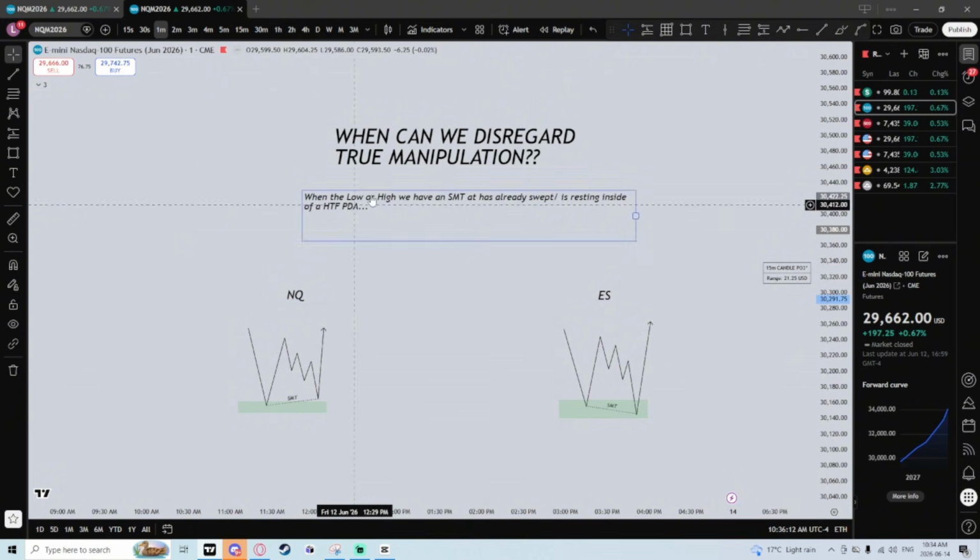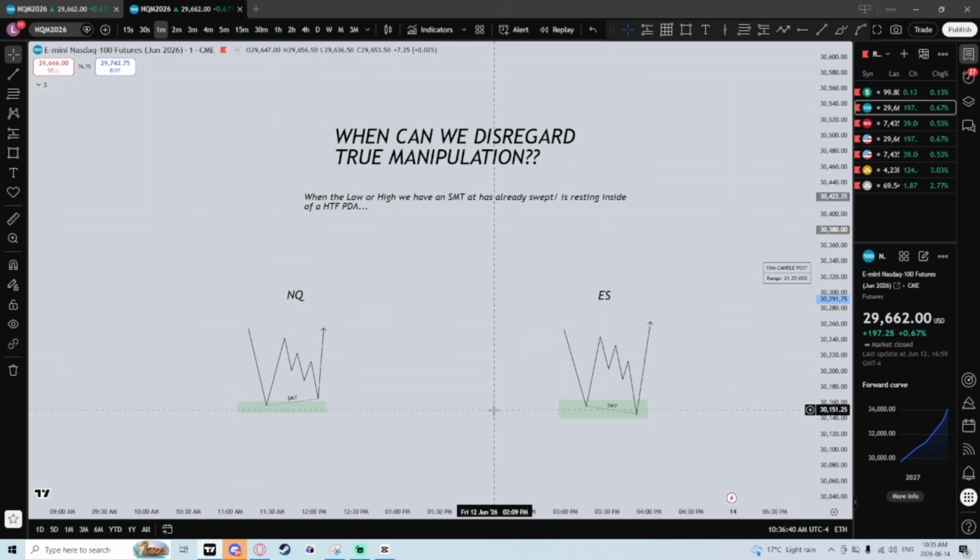Usually it is when the low or high that we have an SMT with has already swept or is resting inside of a high time frame PDA. Looking at this, for example, on NQ, we have a low resting inside of a high time frame, we'll call this a 4 hour bullish fair value gap. Price then opens higher, generating low resistance liquidity. We put in a bullish SMT with an intermediate low.